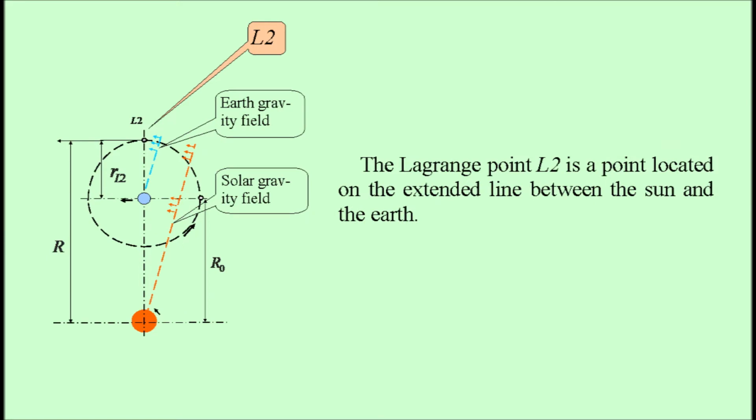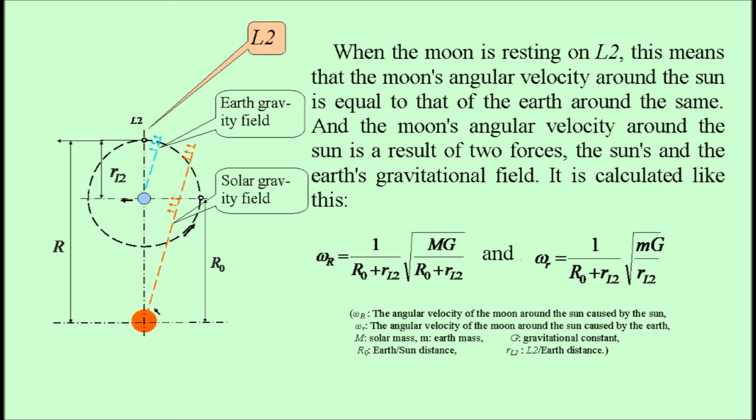The Lagrange point L2 is a point located on the extended line between the Sun and the Earth. When the Moon is resting on L2, this means that the Moon's angular velocity around the Sun is equal to that of the Earth around the same. And the Moon's angular velocity around the Sun is a result of two forces, the Sun's and the Earth's gravitational field. It is calculated like this.